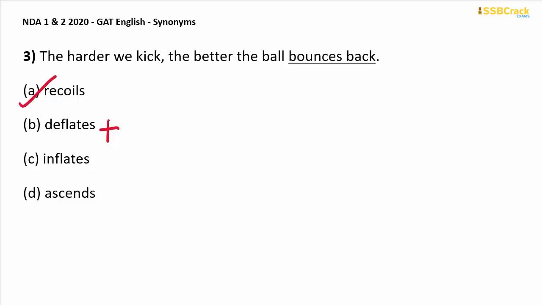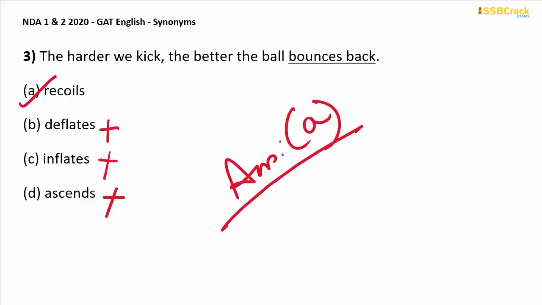Similarly, inflates means when you are pouring air into this hollow object, which is a ball or a balloon. So bouncing back has nothing to do with deflation or inflation. Similarly, ascents means to climb up. It has nothing to do with bouncing back. Therefore, option A is your answer, because recoils means to draw back or to contract. Okay. Now we go to the next question.